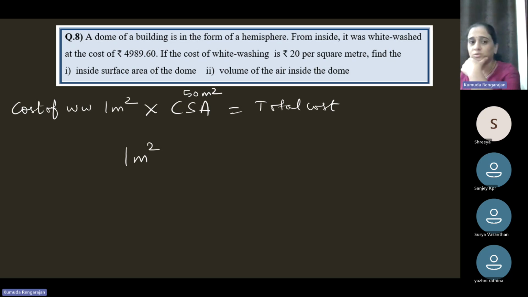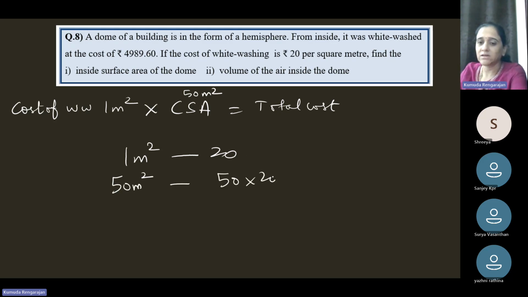So the painter tells you for painting 1 meter square, it is 20 rupees. So then how will you calculate? You will find out the curved surface area of the dome. If that is 50 meters square, he told you 1 meter square, you'll have to pay me 20 rupees. So you find the CSA of the dome, it's 50 meters square. So you have to pay him 50 into 20, 1,000 rupees.